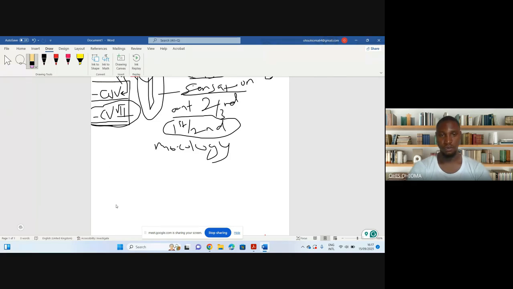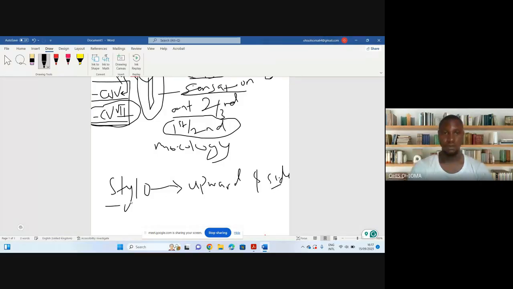The stylo helps with upward and side movement. So just remember the S in the stylo goes with the side. So when you want to move the tongue upward and sidewards, the styloglossal muscle does that.